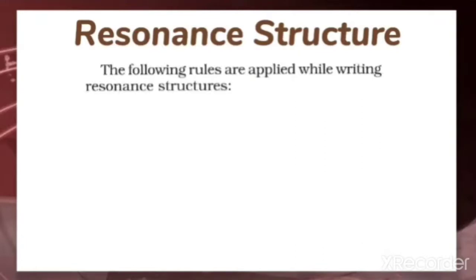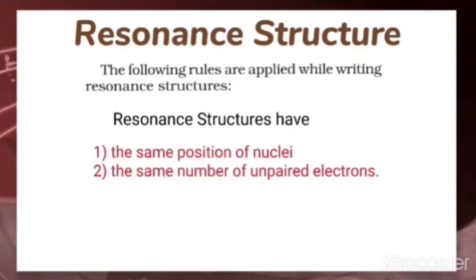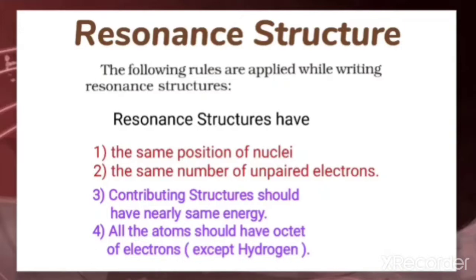So the following rules are applied while writing the resonating structures. So what are the rules? The resonance structures have the same position of nuclei. That means when you are making the resonating structure, the position of the nuclei will not be changed, and they have the same number of unpaired electrons. Whatever the resonating structures, the number of unpaired electrons will be the same. The contributing structures, which are called canonical structures, should have nearly the same energies, and all the atoms should have an octet of electrons.